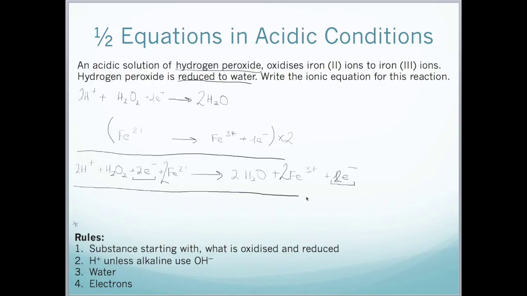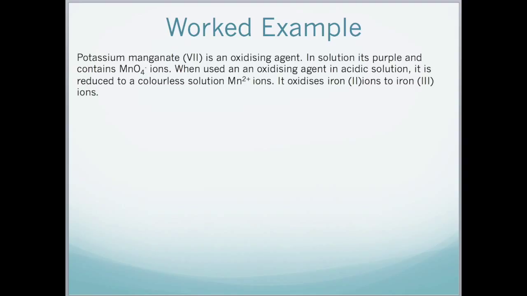Now it is balanced. We have potassium manganate(VII), which is an oxidizing agent. In solution it's purple and contains MnO4- ions. When used as an oxidizing agent in acidic solution, it is reduced to a colorless solution of Mn2+ ions. It oxidizes iron 2 ions to iron 3 ions.